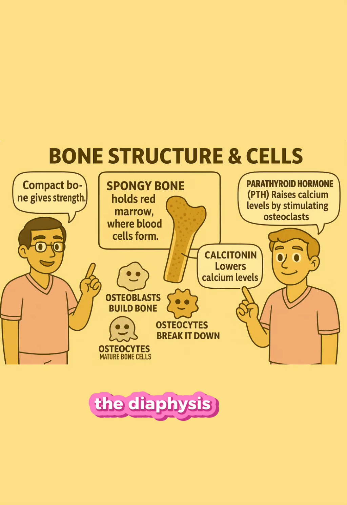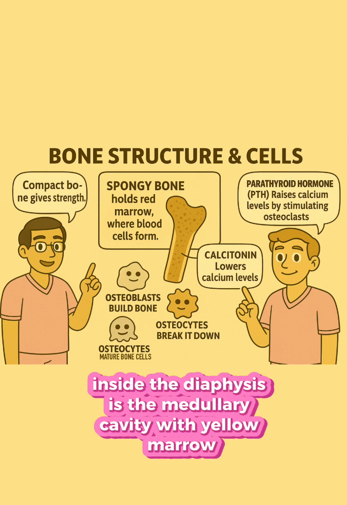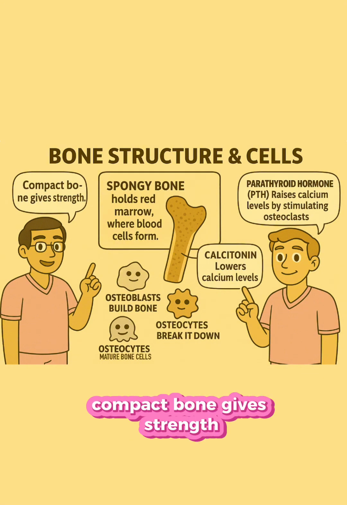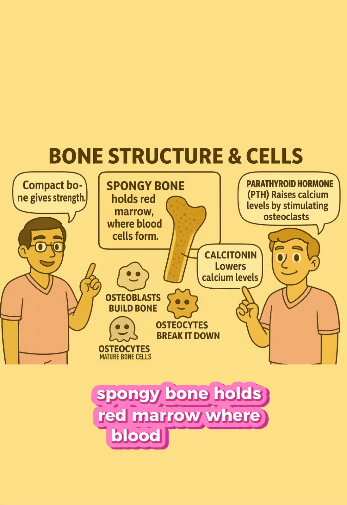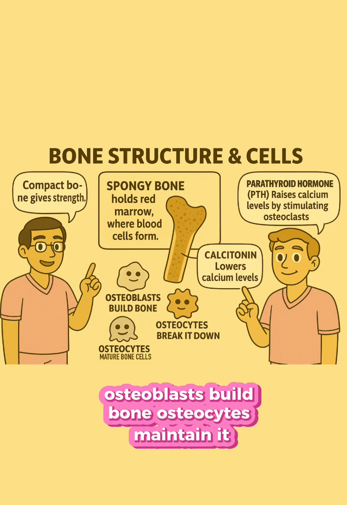Structure-wise, the diaphysis is the shaft. Epiphyses are the ends. Inside the diaphysis is the medullary cavity with yellow marrow. Outside is the periosteum. Compact bone gives strength. Spongy bone holds red marrow, where blood cells form. Osteoblasts build bone. Osteocytes maintain it.